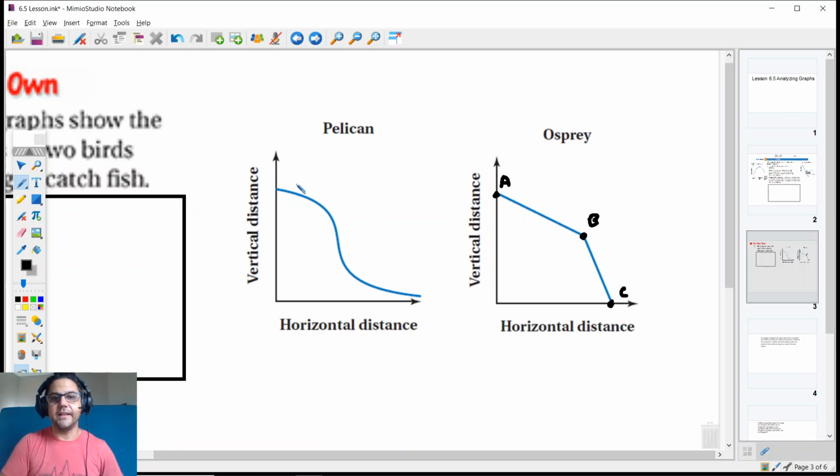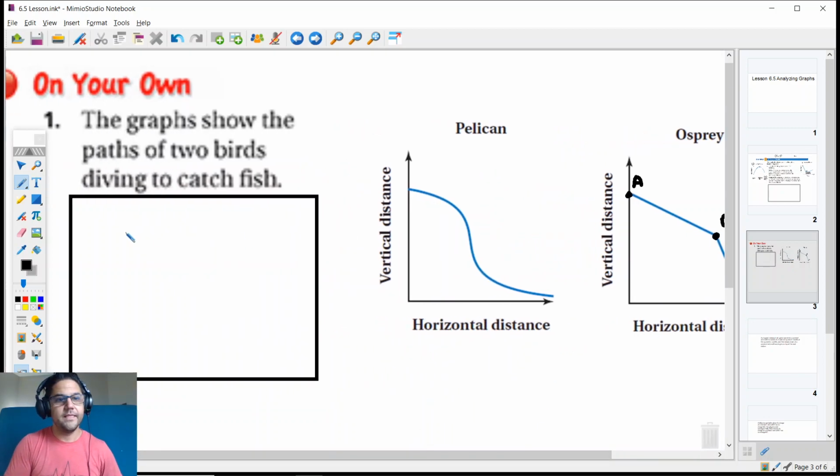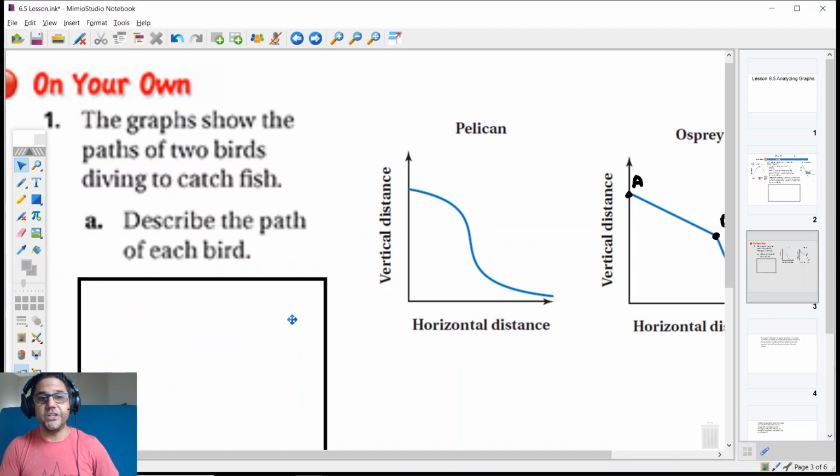Where the pelican, it's going down. Vertical distance is decreasing. Remember, the horizontal distance is always increasing, but the vertical distance is decreasing. Oh, and then it goes a little bit quicker, and then it glides in, and then it scoops up that fish, right? Like on Nemo, the pelicans want to eat the fish. Okay, so we just described the path of the bird.